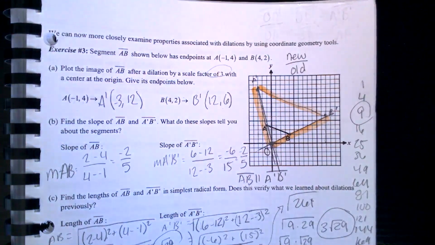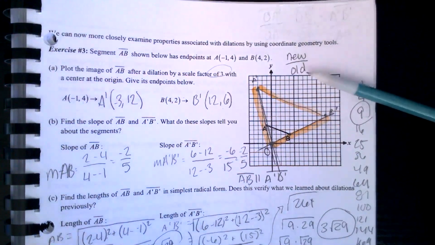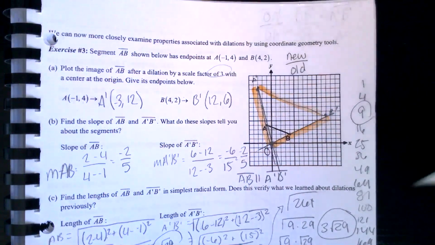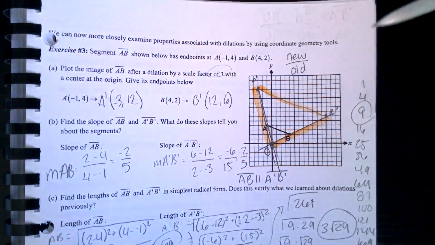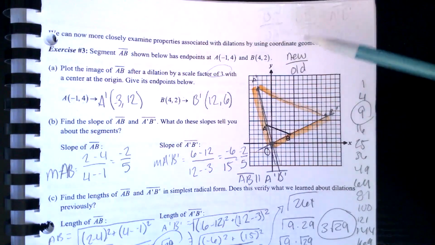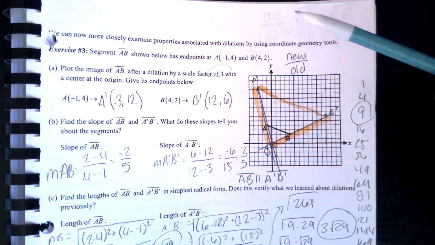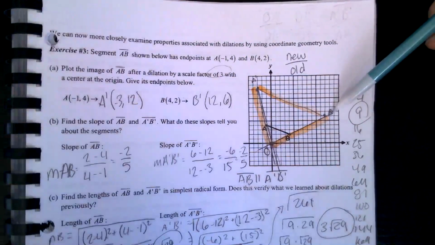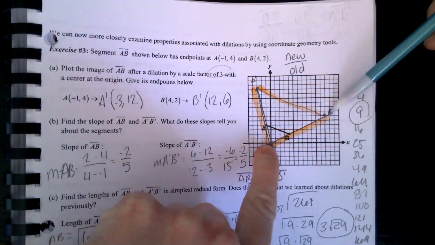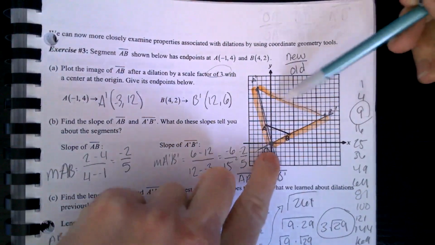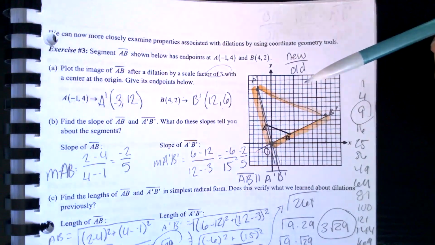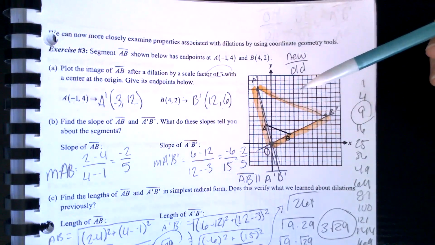So remember, we find scale factor by new over old. Now in this case, again, we're not using any numbers, we're using letters and segments, okay? Now, the new is what goes on top. The new is the primes. So A prime B prime, that's a new segment. O B prime, again, that's a new segment. O A prime, that's a new segment, okay? So there's three different ratios that we could potentially use to find scale factor.